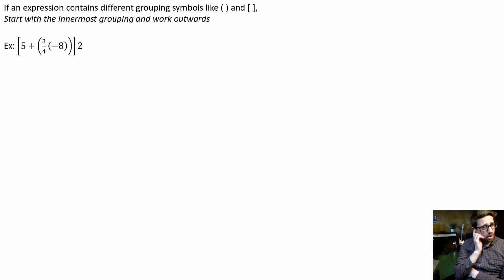Okay, so a little bit more going on here. We have in brackets 5 plus, in parentheses, 3/4 times -8, and then outside a times 2. So if you see something like this, this doesn't mean 3/4 minus 8. If we meant that, we would just not put the parentheses. This means 3/4 times -8.